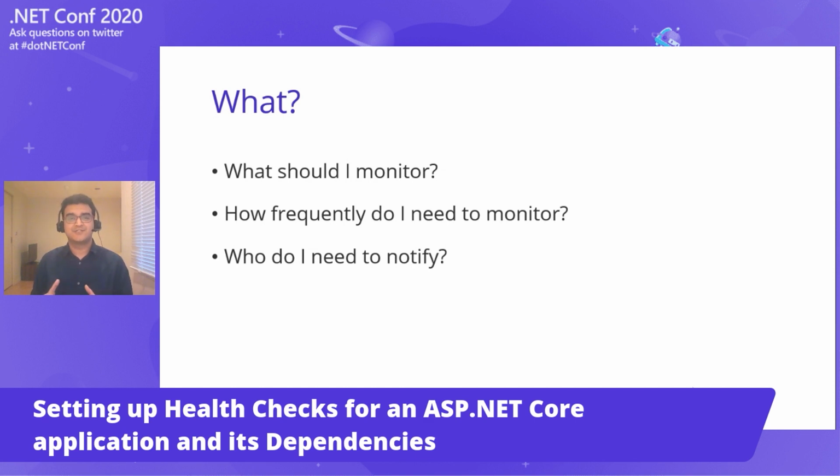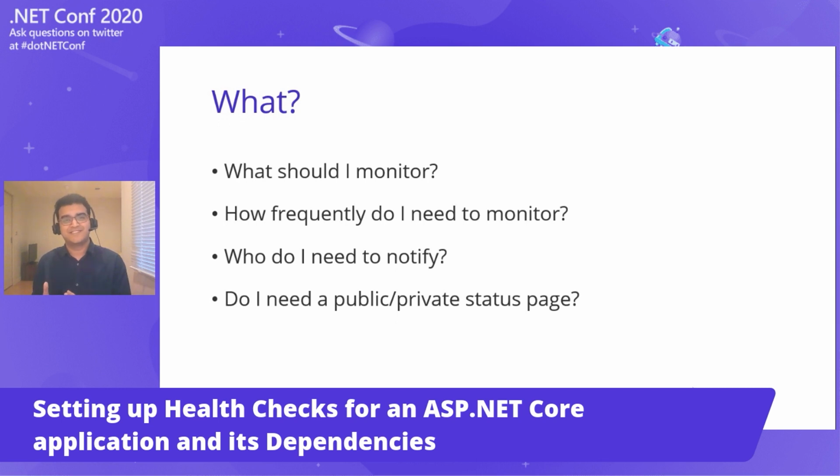Third, who do I need to notify? Now, this might be a straightforward case of just notifying your internal IT team so that they can look into this incident and try and get it resolved as soon as possible. Or additionally, you might also need to post an update to your customers who have subscribed to outage notifications on your application. Or additionally, you might also want to post an update about the outage on your social media channels. And fourth, do I need a status page? And if I do, do I require a public or a private status page?